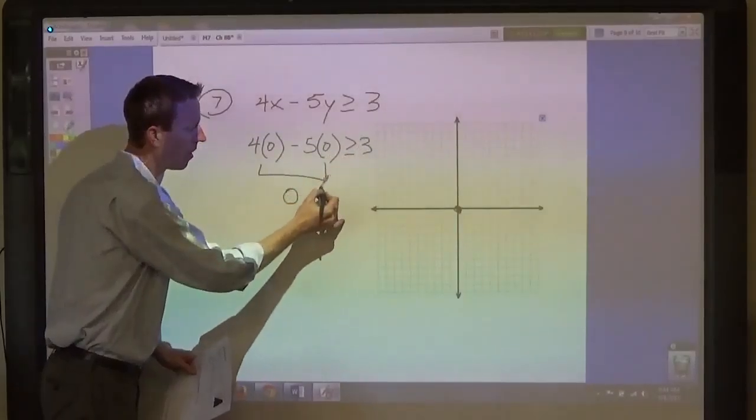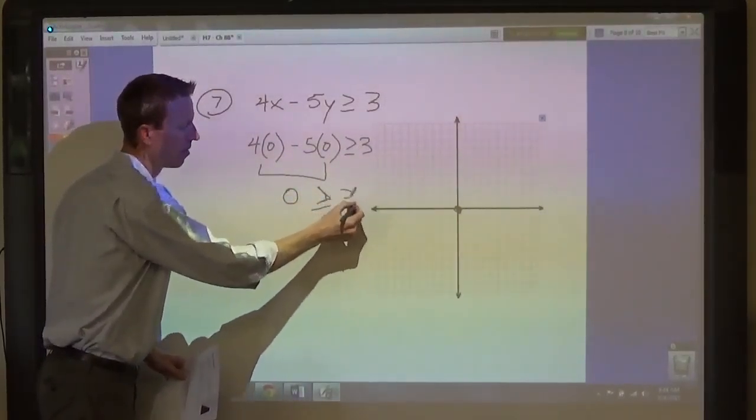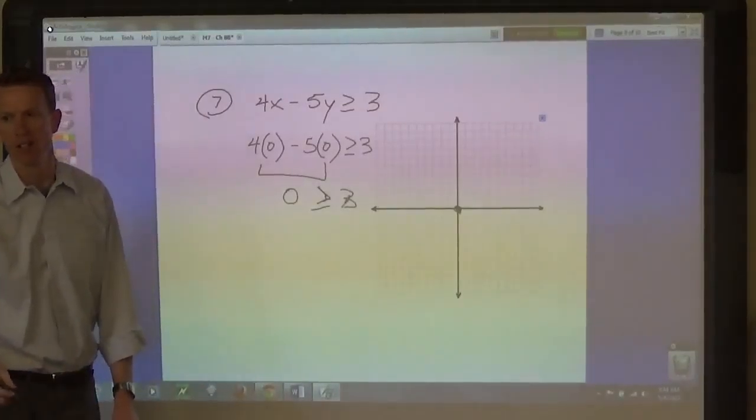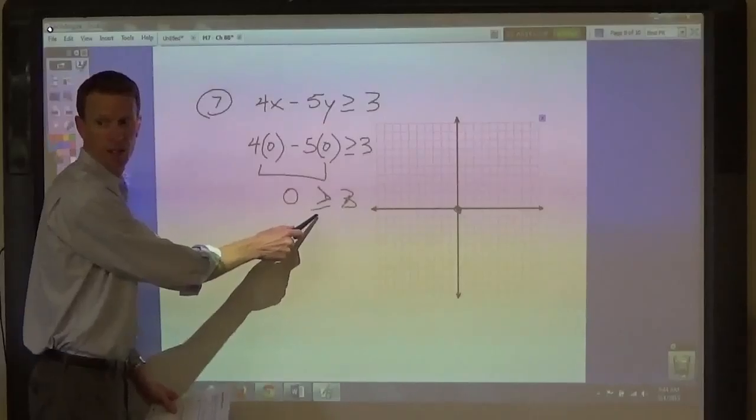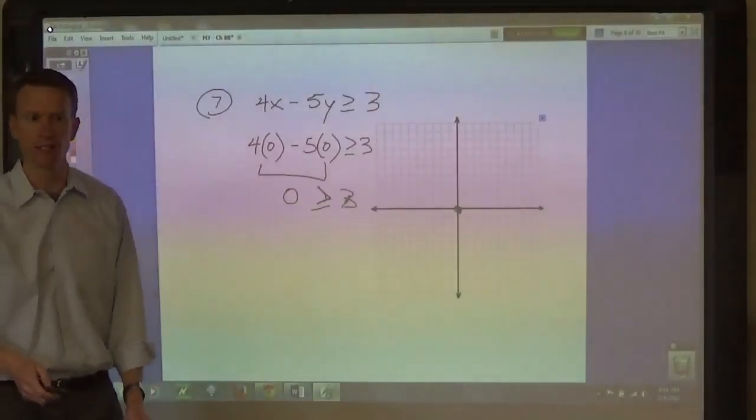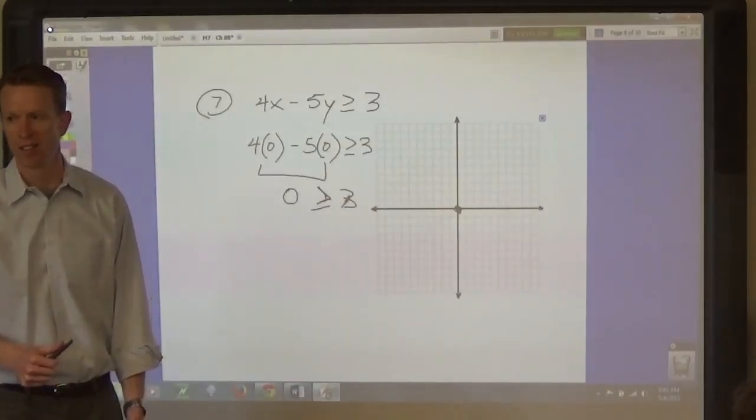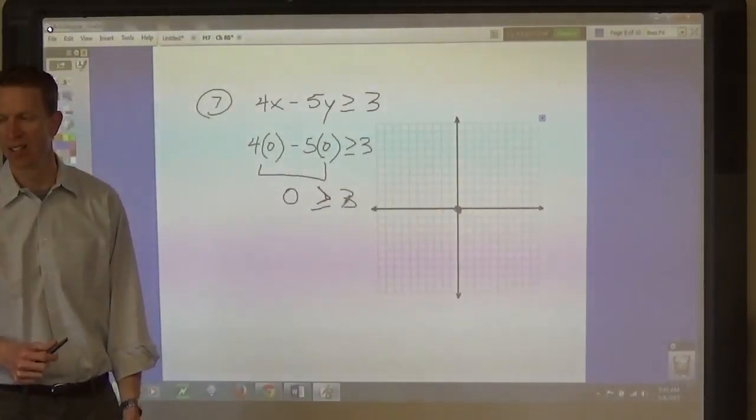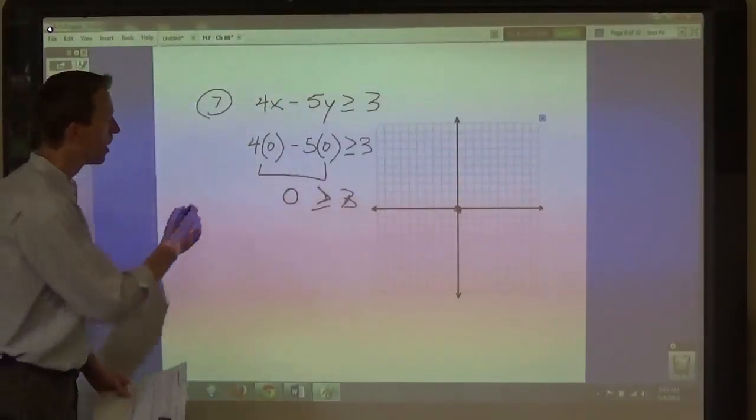And when we simplify the inequality, what is the statement? 0 is greater than or equal to 3. Is that true or false? Keyshawn. Is that true or false? That's false. What does that mean?